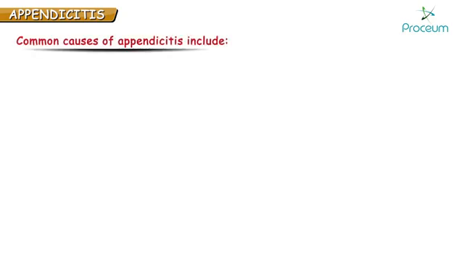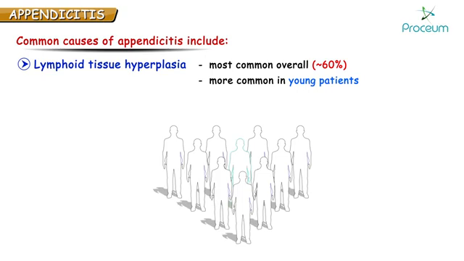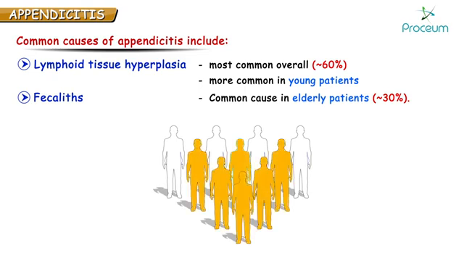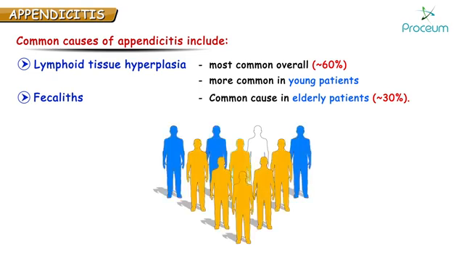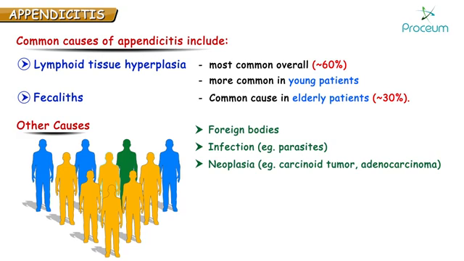The most common cause of appendicitis is lymphoid tissue hyperplasia, in about 60% of patients. The second most common cause is fecolith, in about 30% of patients. So let's say 10 patients with appendicitis come to you. Out of them, 6 will have lymphoid tissue hyperplasia and 3 will have fecoliths. Other causes may include number 1, foreign bodies, number 2, infections, for example parasitic infections, number 3, neoplasias like carcinoid tumor and adenocarcinomas. Now let's understand lymphoid tissue hyperplasia and fecolith in a detailed manner.